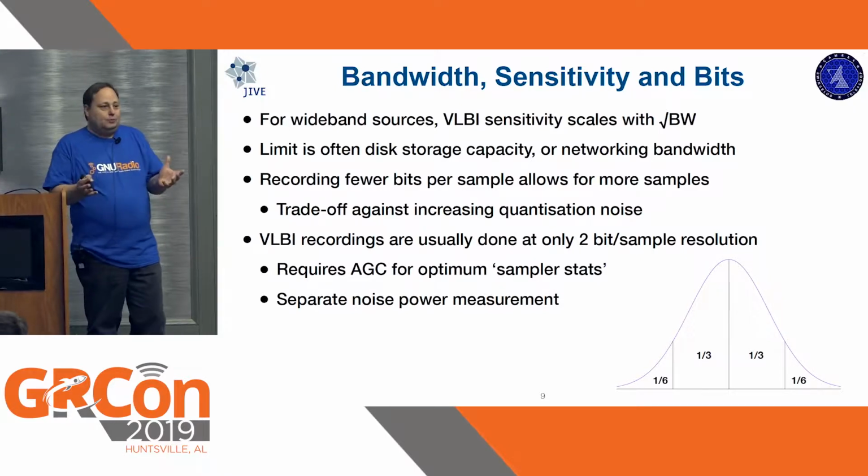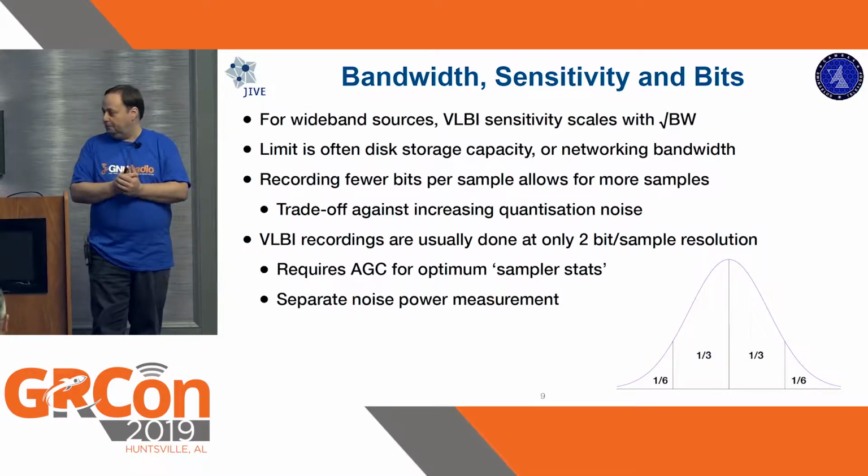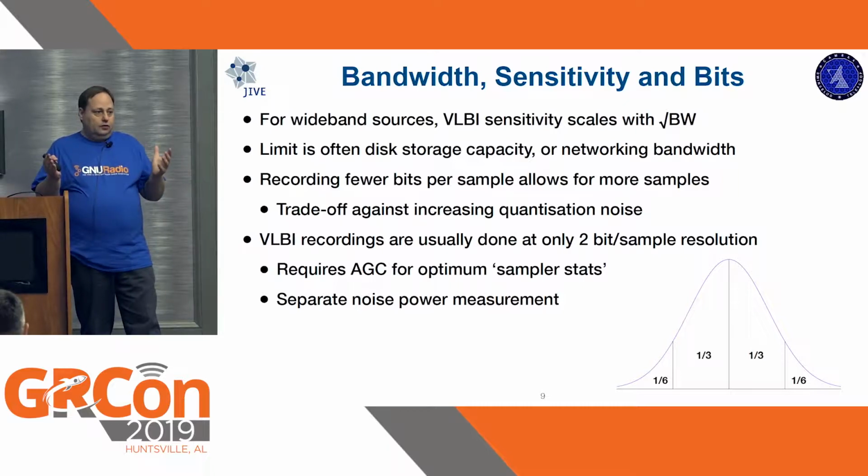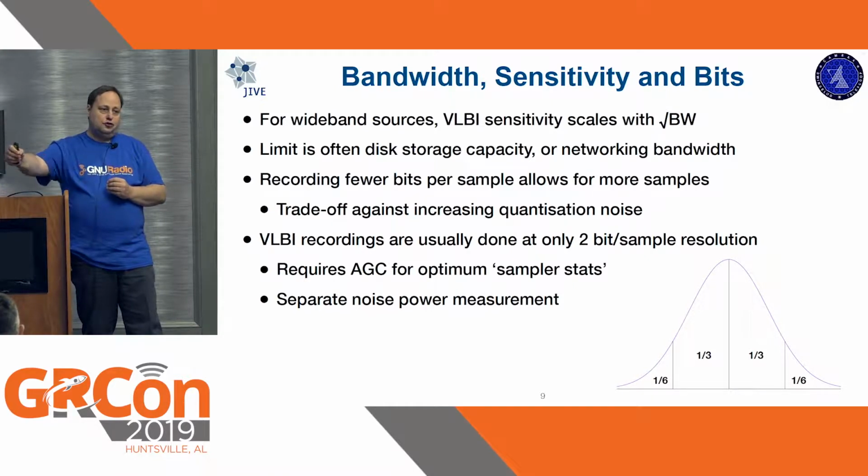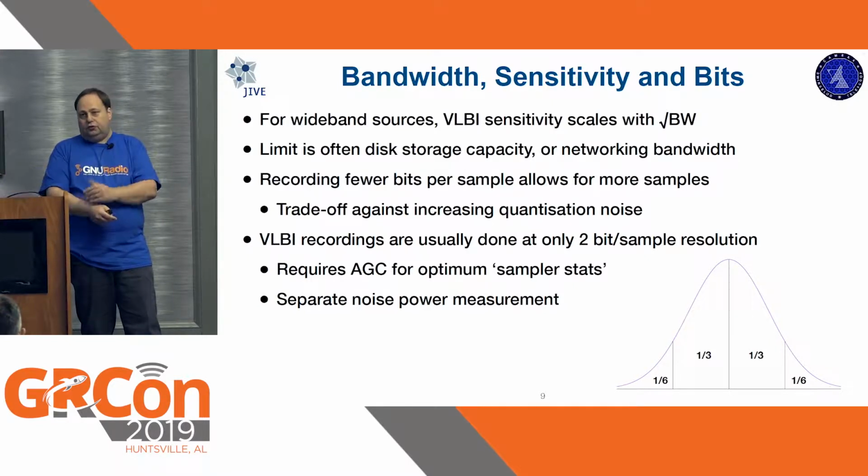Okay, so a little bit more about the technical details, because that's what we're here for. For wideband observing like VLBI, like I said, sensitivity scales with the square root of the bandwidth. And now, you always run into financial limits: the amount of disk space you have, the amount of network throughput you have to get somewhere. To get the best sensitivity out of it, you want to use fewer bits. If you can represent your data with fewer bits, you can actually put more bandwidth into your link. But your quantization noise gets worse.